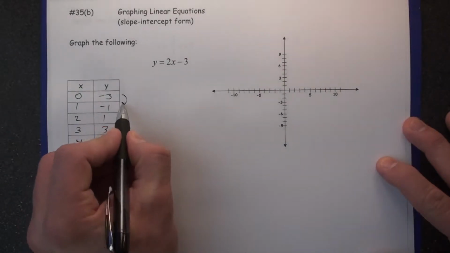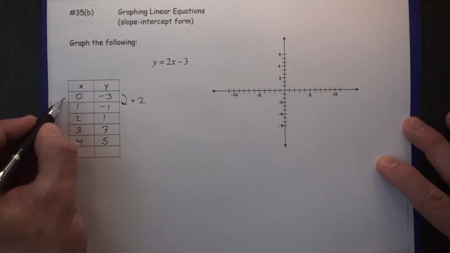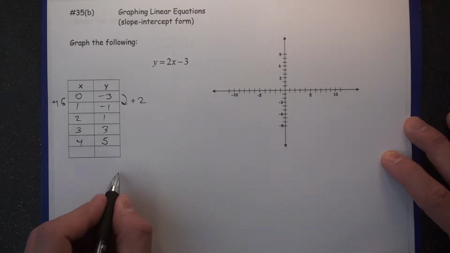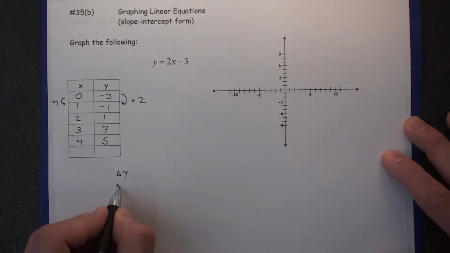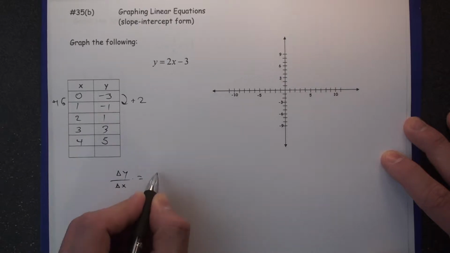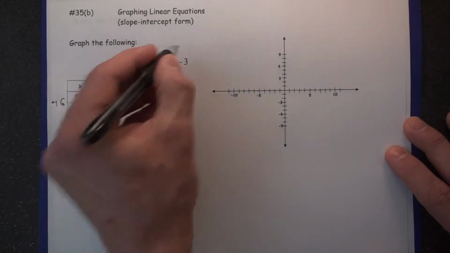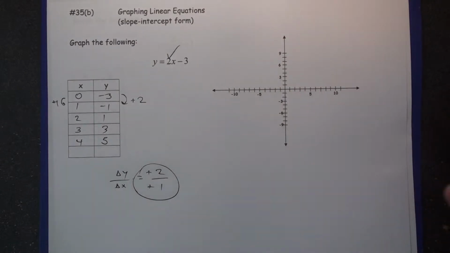Now, the y values are going what? Up 2, for the x value going plus 1. So if you remember what rise over run is, the change in y over the change in x. Well, the change in y is plus 2. The change in x is plus 1. There's your plus 2 right there, and that's why this all works out.